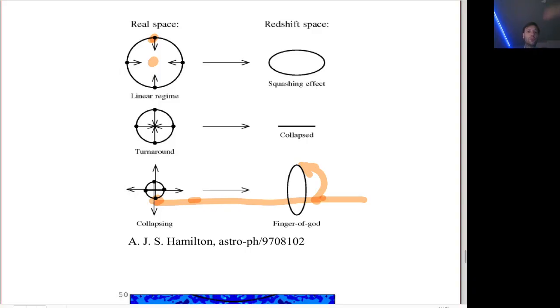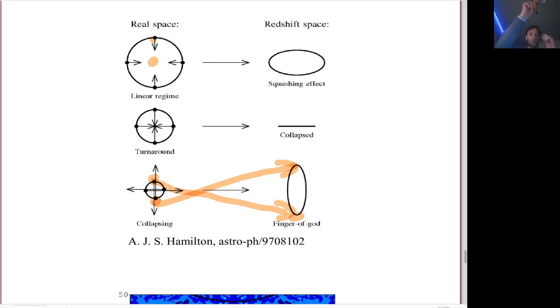Okay, it's going to be more redshifted, so it gives you the impression of being on the back. And the opposite is true for this point. This point is going to give you a redshift here, and this one, as I said earlier, is going to be here. So you have this swap in the redshift space.